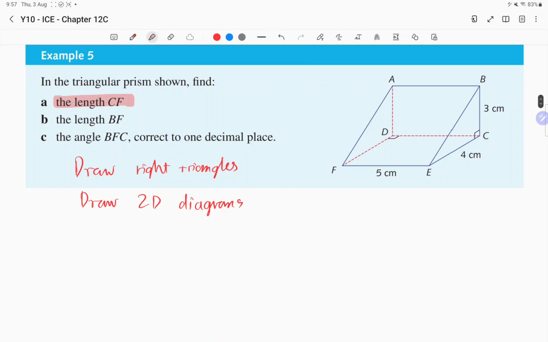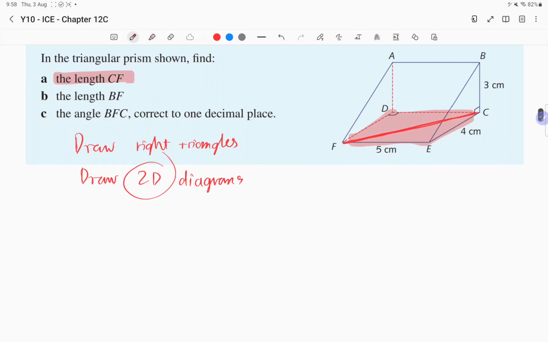The first question is CF. The length CF is this length here. So actually it doesn't even exist, so we need to draw that in here. But normally I prefer not to draw too many things into the main diagram because it's going to get busy. So I will draw a 2D version of this. This is a rectangle, right? They note the right angle here, and it's a triangular prism, so that's why this has to be a rectangle, and let's draw that rectangle out.